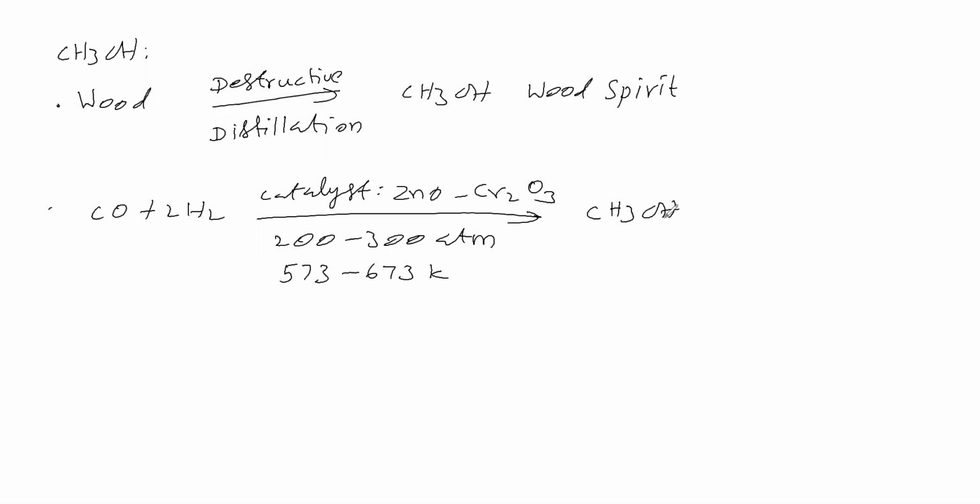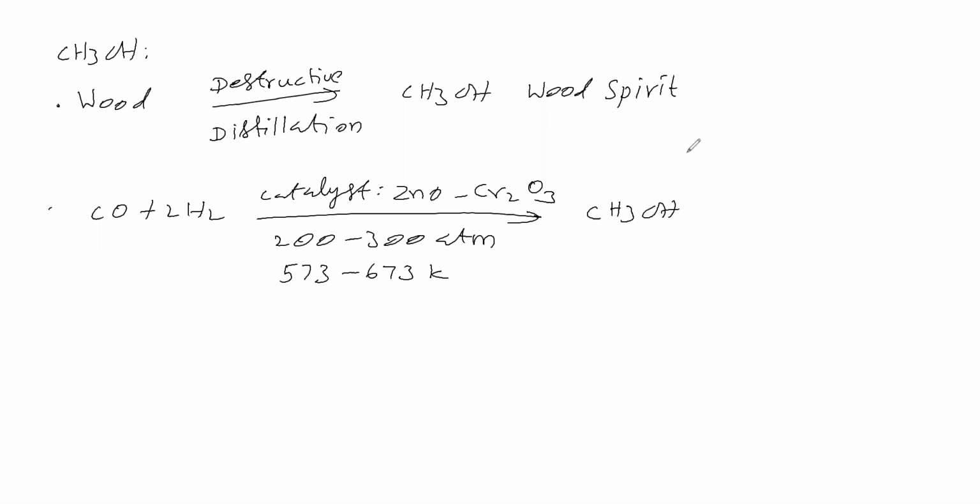This methanol is a colorless liquid. It is highly poisonous. Generally ethanol is not poisonous, but methyl alcohol is highly poisonous. A small quantity of methanol causes blindness, and a high quantity causes death. It is a very good solvent, therefore methanol is used as a solvent in paints and varnishes.